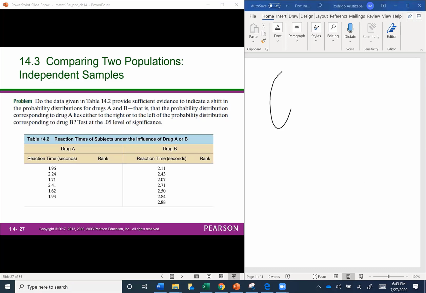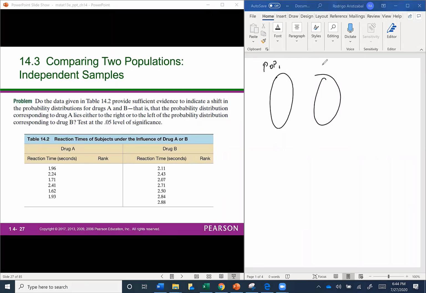We have two populations, population 1 and population 2. From these two populations we select samples, in this case 6 and 8, a small sample. Because we have a small sample and we don't know the distribution of the population, we have to use a non-parametric procedure. If this population were normally distributed, we could use the t-distribution studied in previous chapter 9. But here we don't know anything about the population.